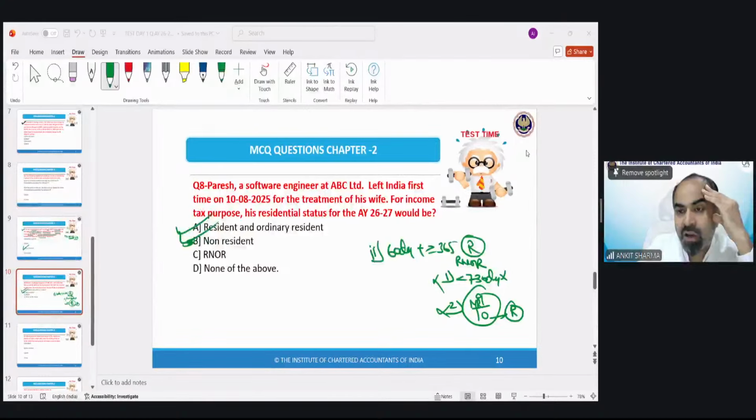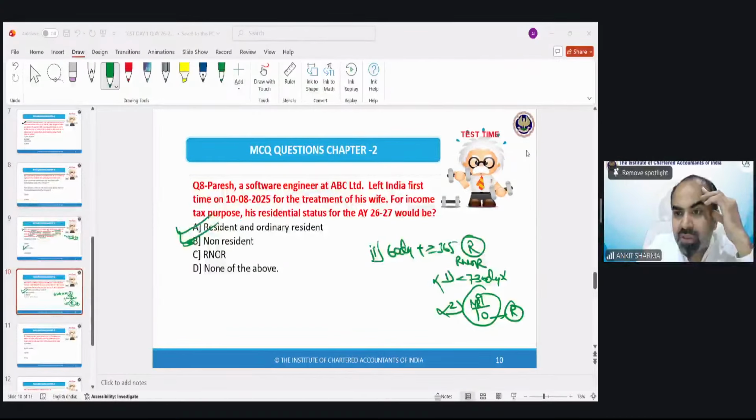Anand visited India every year. So you can see he has Indian source income and he's not liable to pay tax in Dubai. So he would be a deemed resident. Till now, as per the information, he visited India every year for personal reasons.